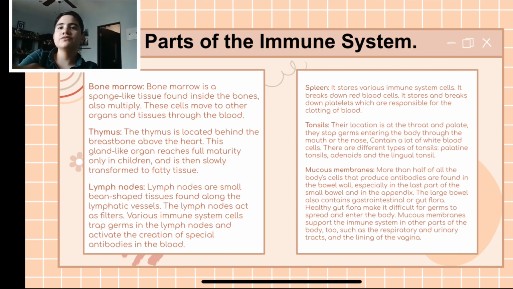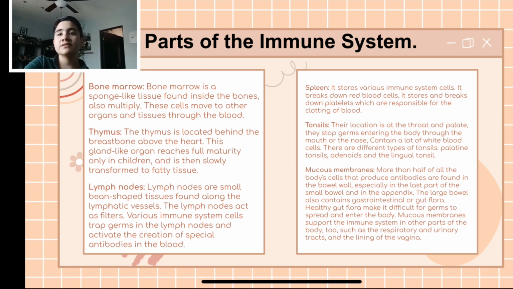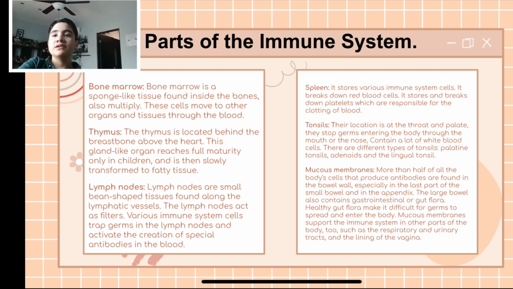Parts of the immune system. Bone marrow. Bone marrow is sponge-like tissue found inside the bones, where cells multiply. These cells move to all organs and tissues through the blood. Thymus. The thymus is located behind the breastbone, up above the heart. It's a gland-like organ that reaches full maturity only in children, and it's then slowly transformed into fatty tissue.